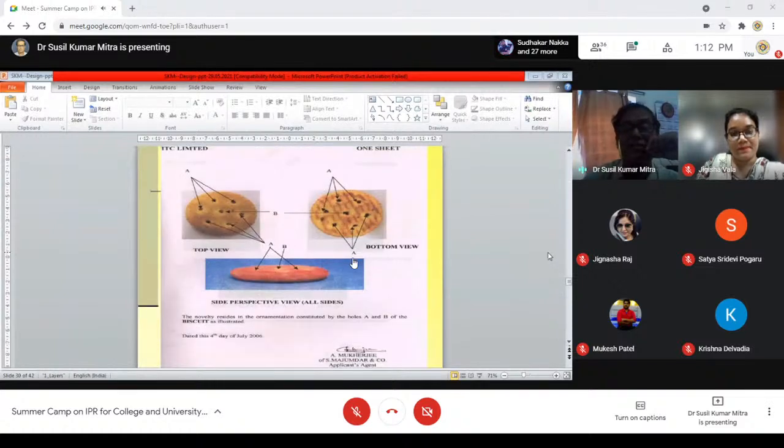The next slide is a biscuit. Here the biscuit also can be registered, as a class of food. And here also you see they have marked the A, B portion, that my novelty resides in the A and B portion, not in the circular shape or configuration, because it is known to everybody. So they are marking it and they mention the novelty statement that the novelty resides in the ornamentation constructed by the holes A and B of the biscuit as illustrated.